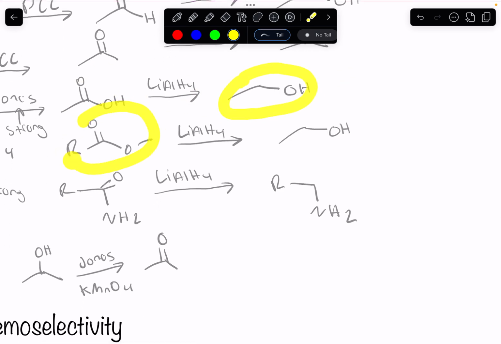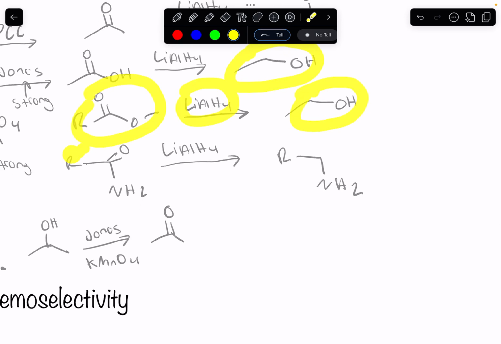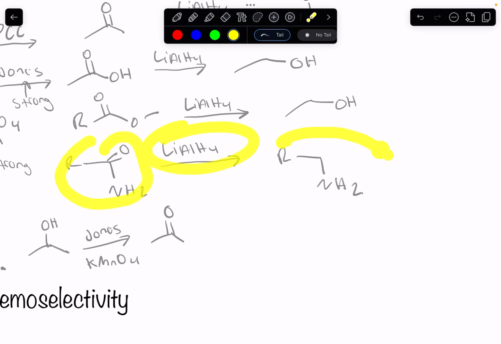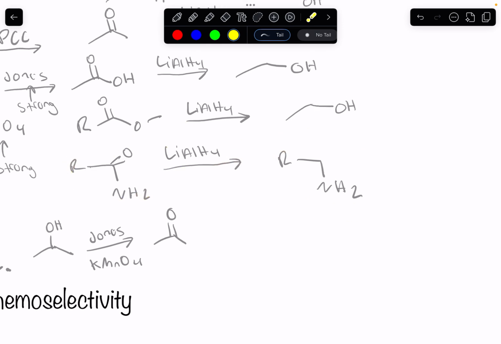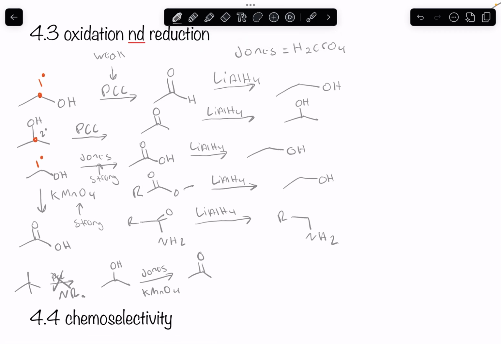If you have an ester with LiAlH4, primary alcohol. And then if you have an amide, okay, remember this is an amide functional group, if you have an amide with LiAlH4, you get an amine. Okay, know these. They will come up on your test. It's not too hard. Just put them on a flashcard.